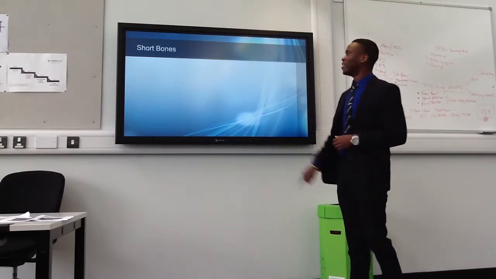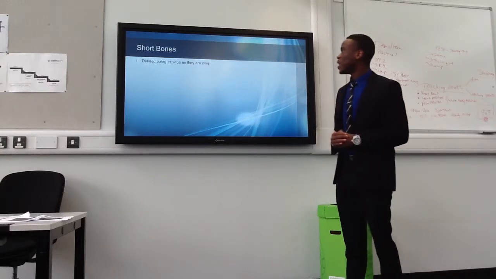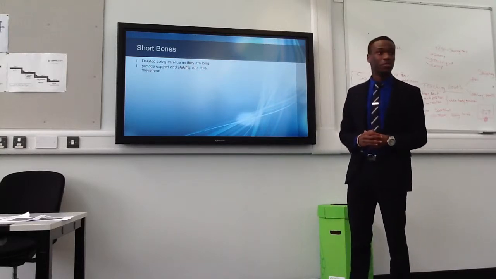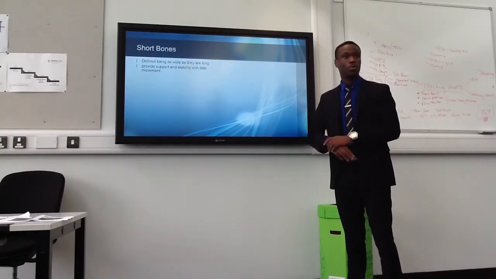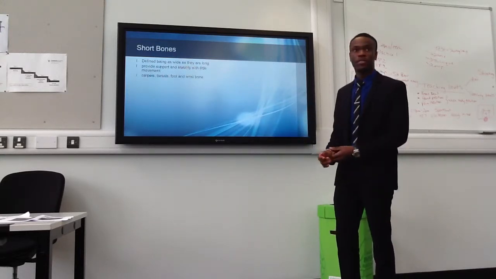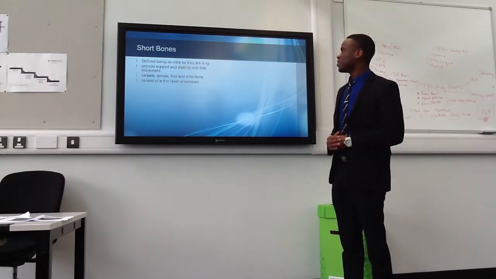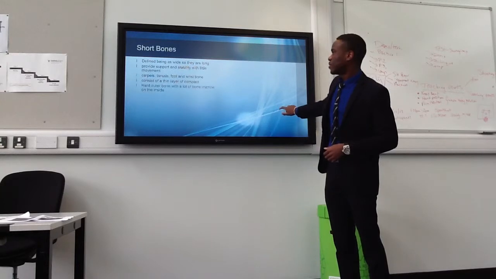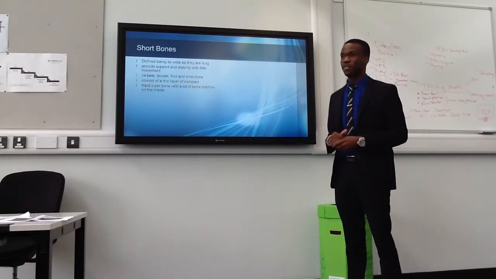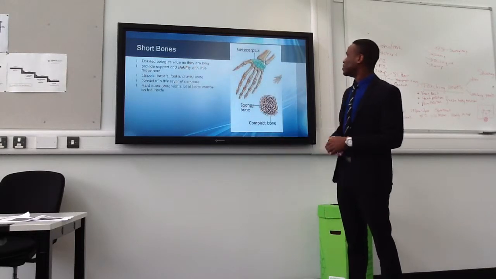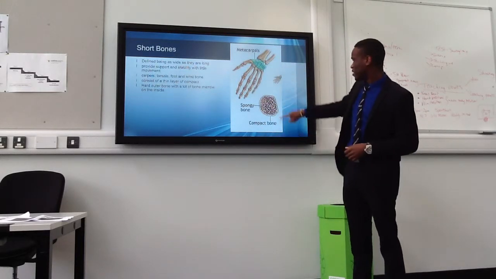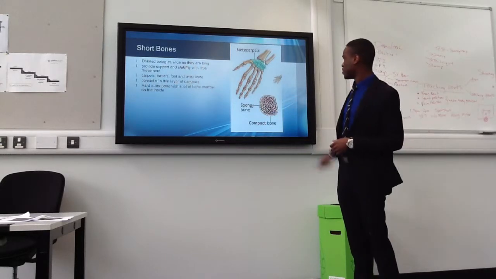Short bones. They are defined as being as wide as they are long. They provide support and stability with very little movement, such as the carpals and tarsals of the wrist and foot. They consist of a thin layer of compact, hard outer bone with a lot of bone marrow on the inside, like the long bones. So this is an example, the metacarpals. They have a spongy inner side and compact bone around the outside.